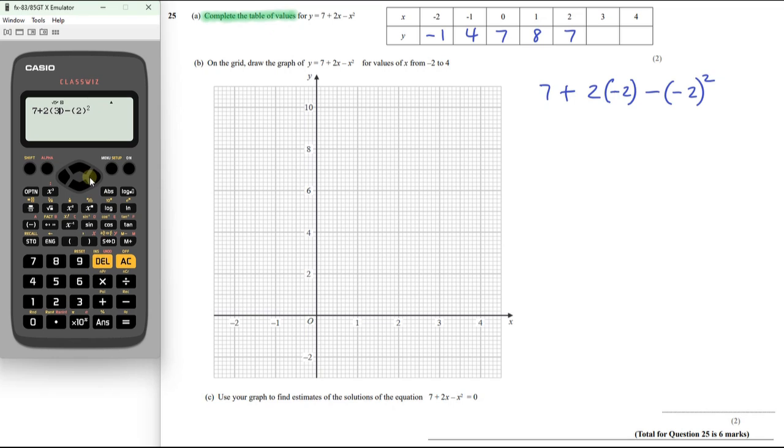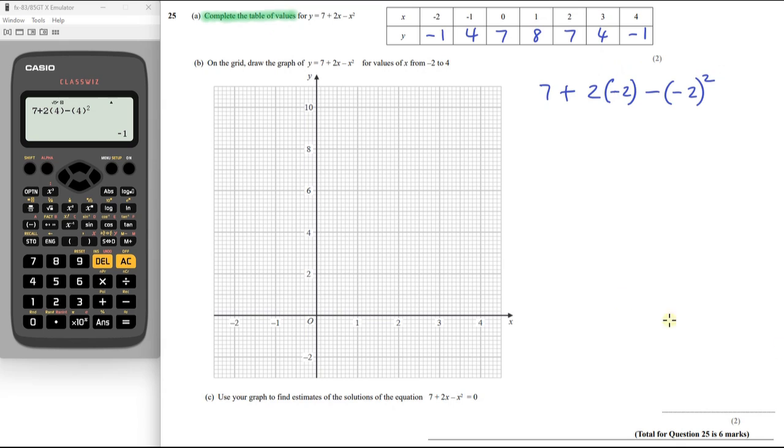And yeah, I can't really entertain you any other way. So we get 4, and then our last one, when x equals 4, our y value equals -1. Okay, so we've got our table of values.